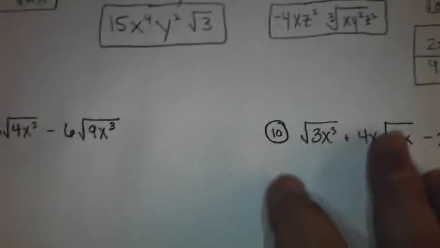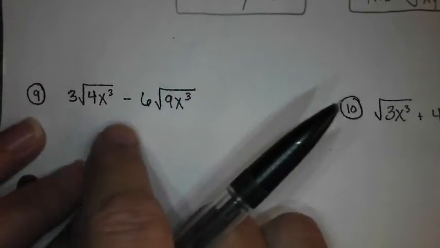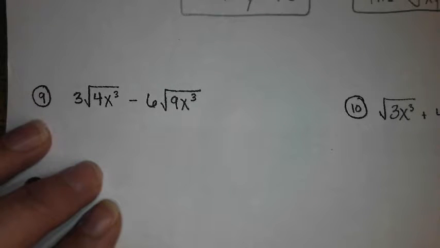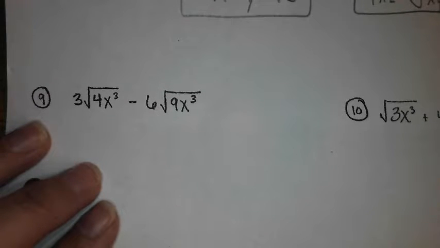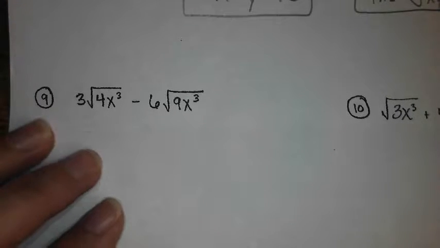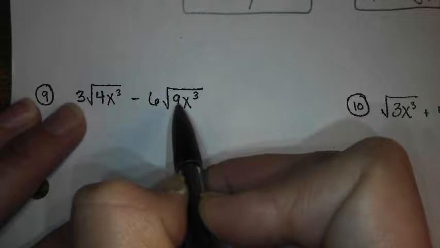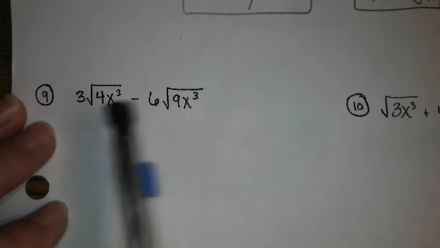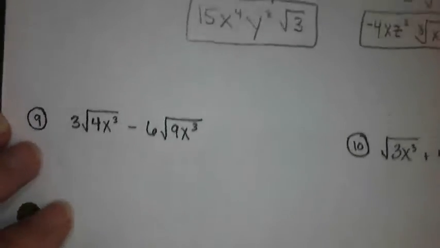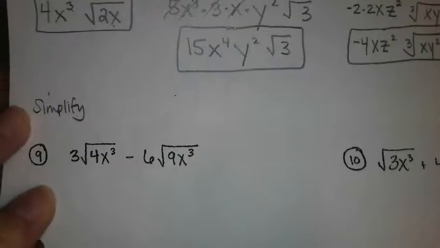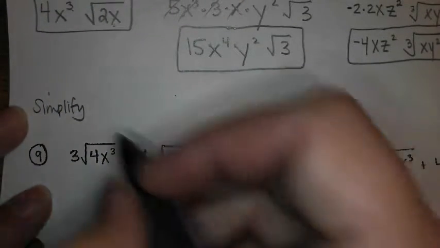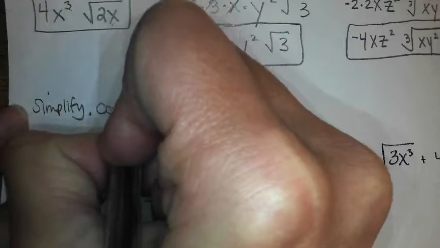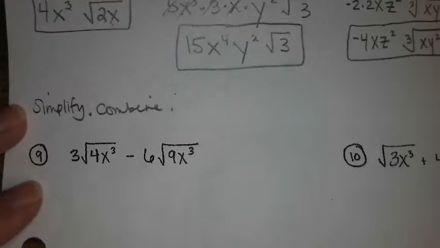Okay? Adding and subtracting, let me tell you this. You can only combine like terms. Right? You know that. In radicals, it's combining like radicals. And right now you have a radical 4x cubed and a radical 9x cubed. Are those like radicals? No, because what's underneath them is different. So you simplify first, and if they end up being like radicals, then you can combine them. If they don't, then you have to leave them separate.